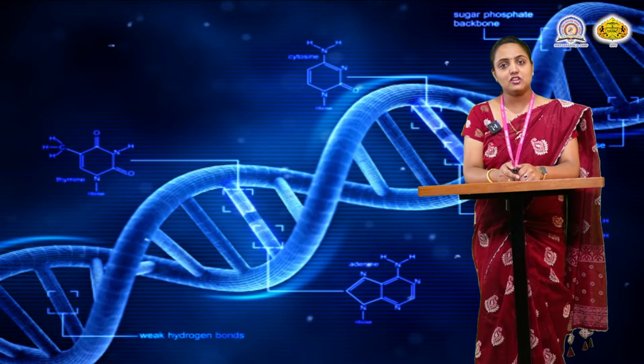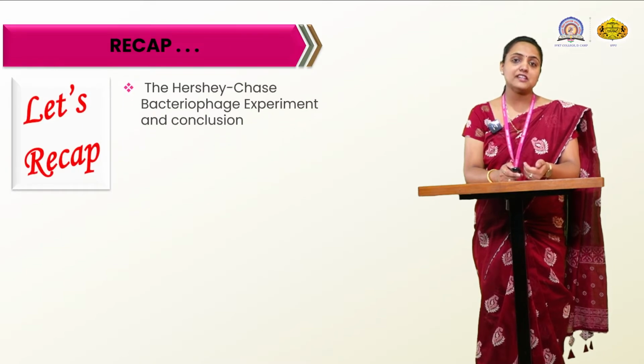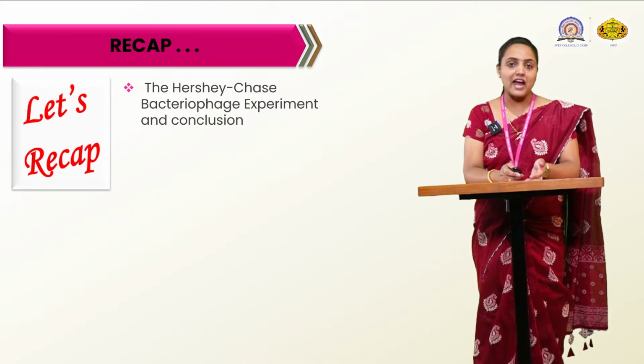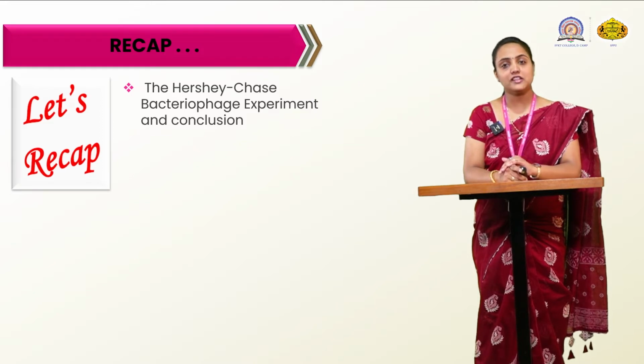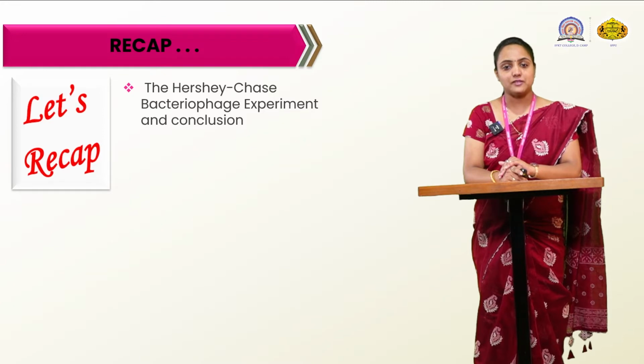Before starting my lecture, we are going to recap what we have learned earlier. Earlier we learned about the various experimental proofs given by various scientists about DNA as a genetic material. Before concluding that DNA is the genetic material, various scientists assumed that it is either a protein or DNA. But many scientists proved, and later on DNA was proven as the genetic material of each and every cell.